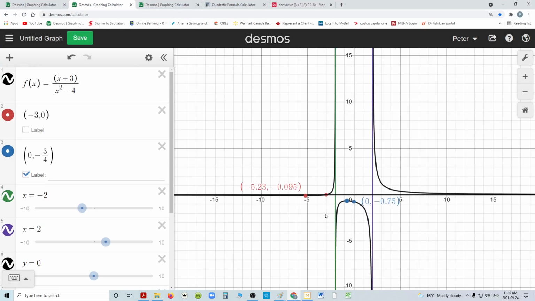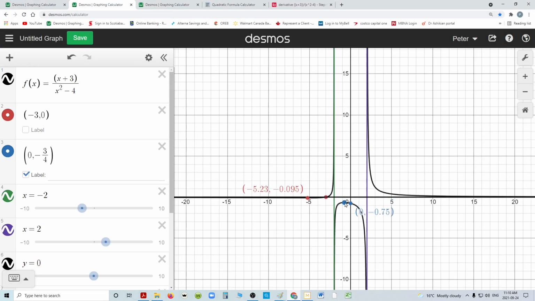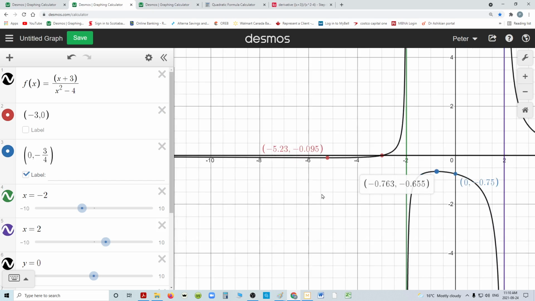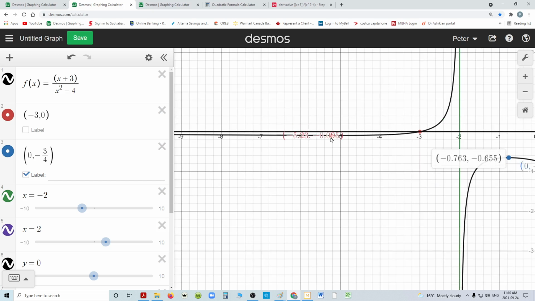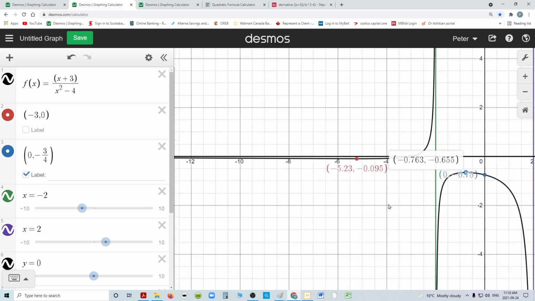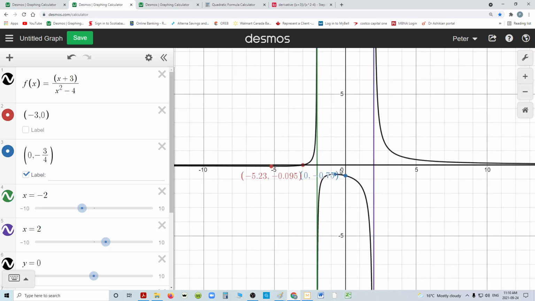Okay, got it. The only thing I screwed up was the max and mins, and that's from getting the derivative wrong again. So there's the min point right there. And notice you had to do the quadratic function to find the max and min points. That's it for now.